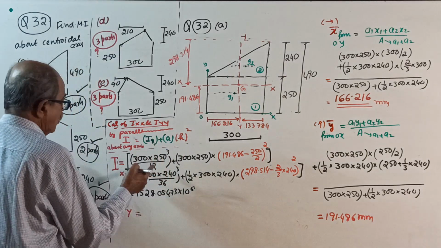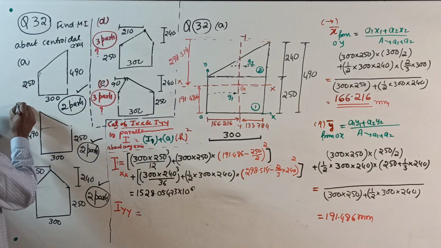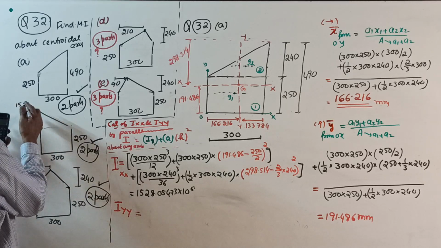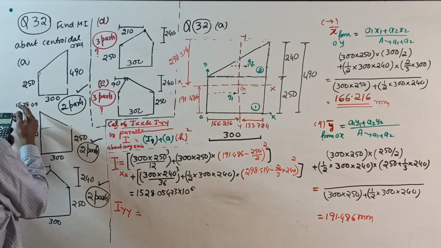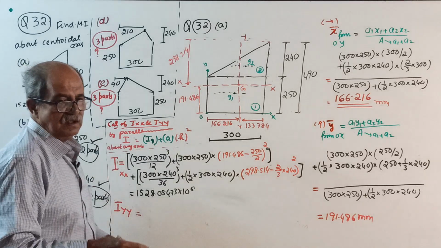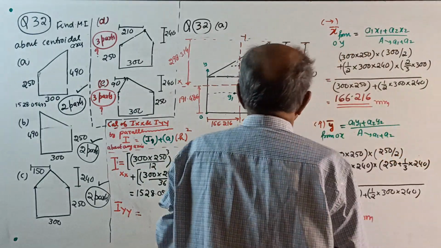This answer I want to make a note for some reason. Don't worry about why I am writing it. 1528.05473. I want this number, 10 to the power 6. Then come to IYY now.